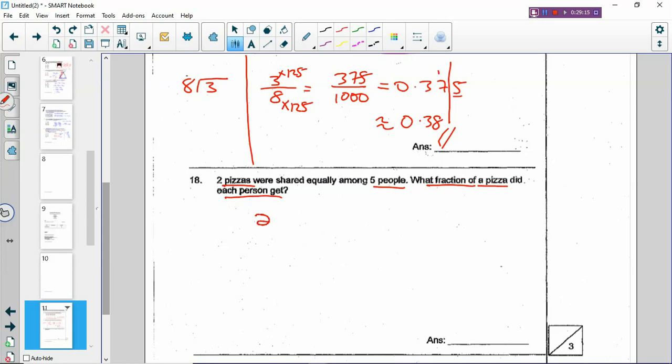So which means that you take 2, the pizza, eaten by 5 people. So how do you write your fraction? Now, your fraction is actually dividing. 2 divided by 5. 2 over 5 is also 2 divided by 5. So every time there's a fraction, it is also like dividing. Okay, so your answer is 2/5. Okay, let's go to question 19.